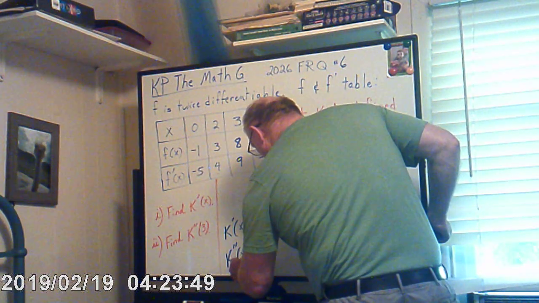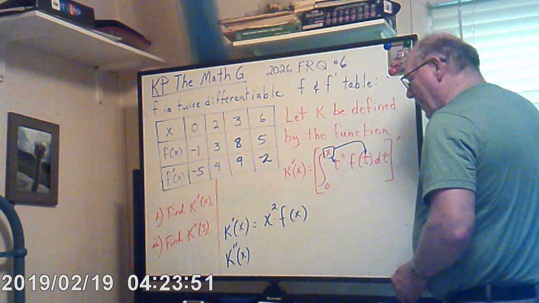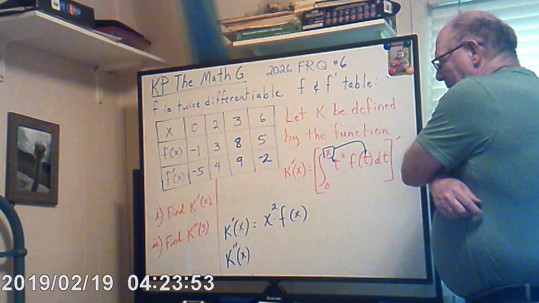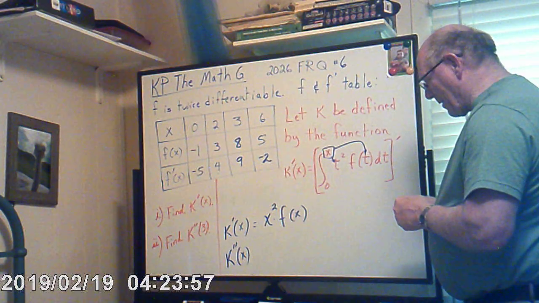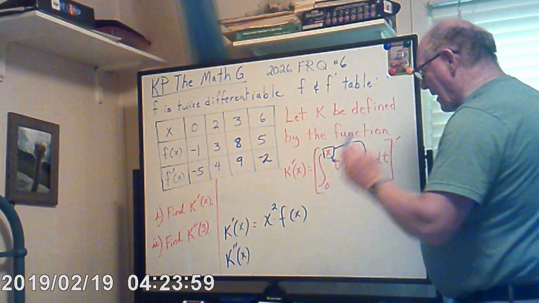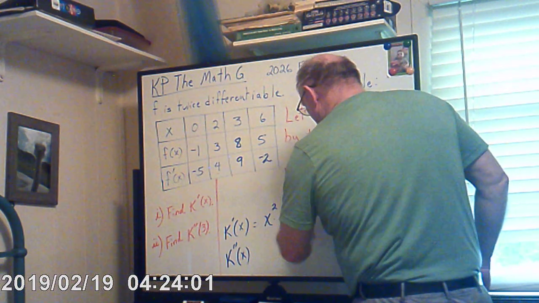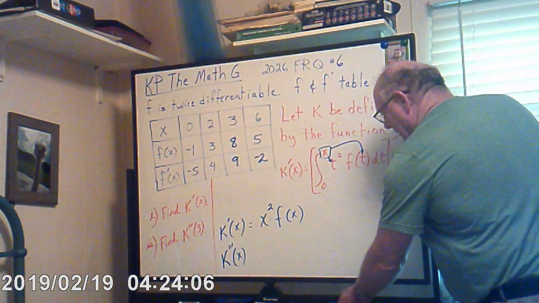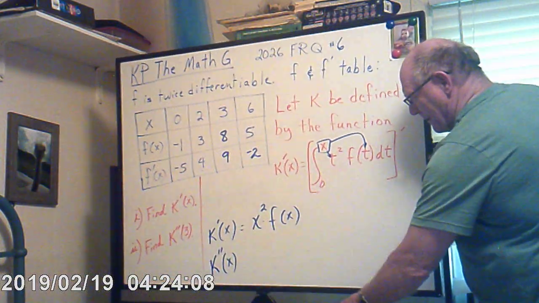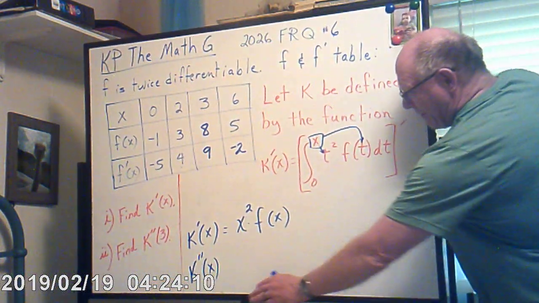Well, first of all, we want to find that. So let's flip the board over so we can have a little room to do that. I don't think I'm going to have room here. So k prime at x is x squared times f at x. Okay, alright, so let's deal with that.